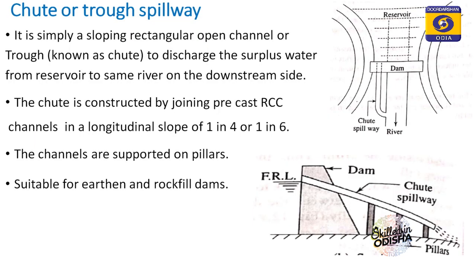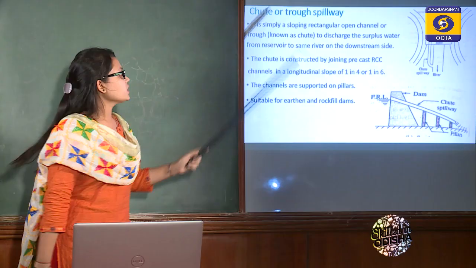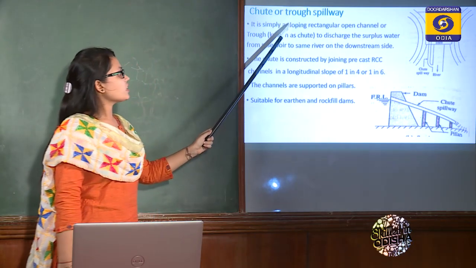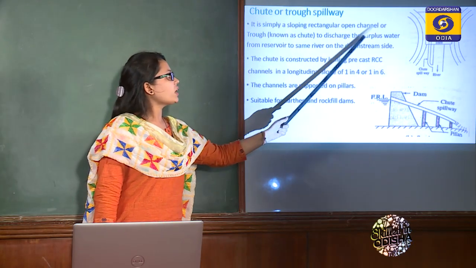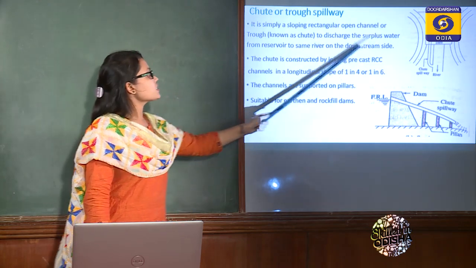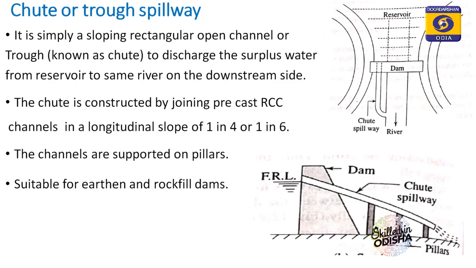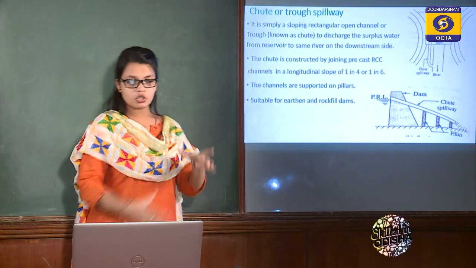Then come to the chute or trough spillway. Now what is a chute or trough? A chute or trough is nothing but a sloping rectangular open channel to discharge the surplus water from the reservoir to the same river on the downstream side. So simply it is a sloping rectangular open channel.